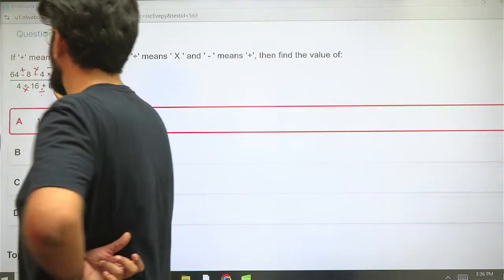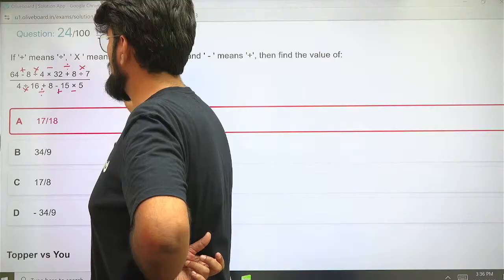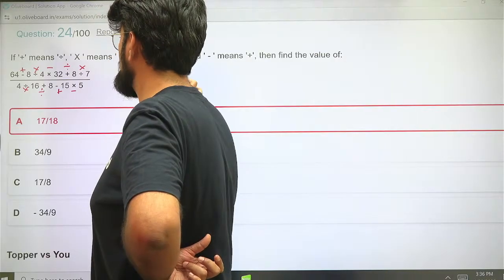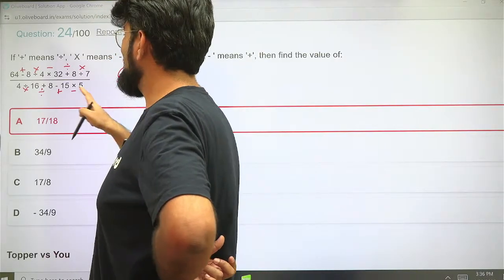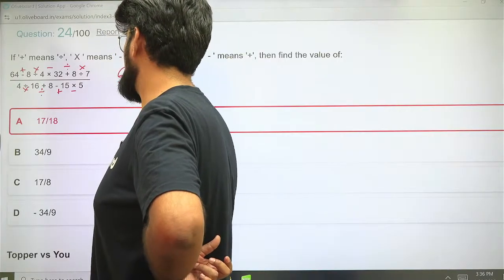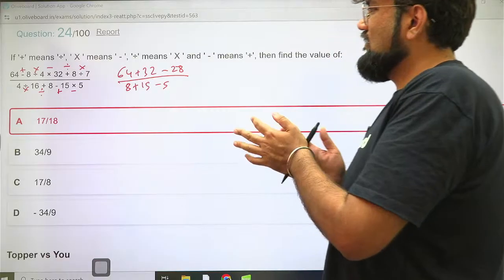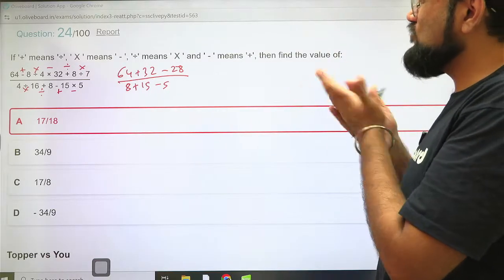So 32 divided by 8 is 4. 4 into 7 is 28. 8 into 4 is 32. So 64 plus 32 minus 28. And this is 16 divided by 8 is 2. 2 into 4 is 8. 8 plus 15 minus 5. Am I right? 8 plus 15 is 23. 23 minus 5. It has to be 18 only.